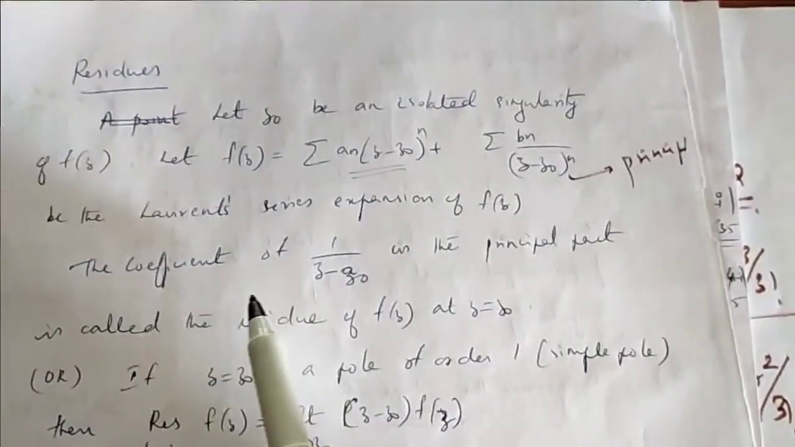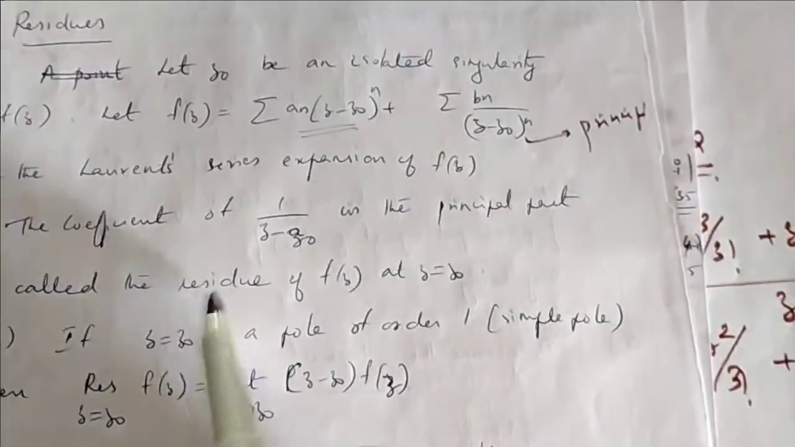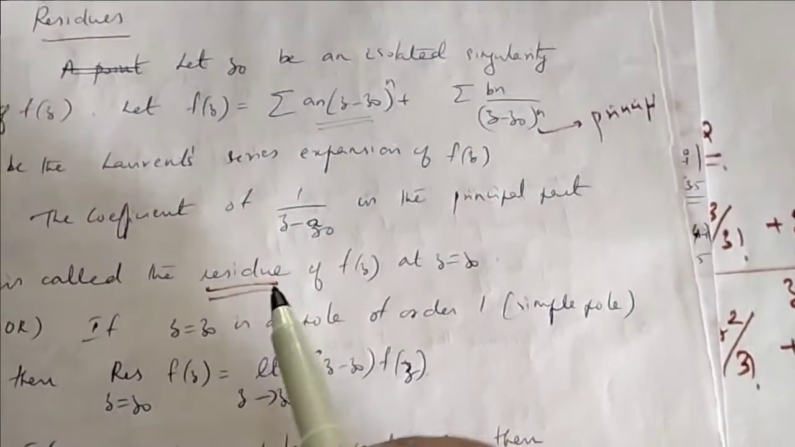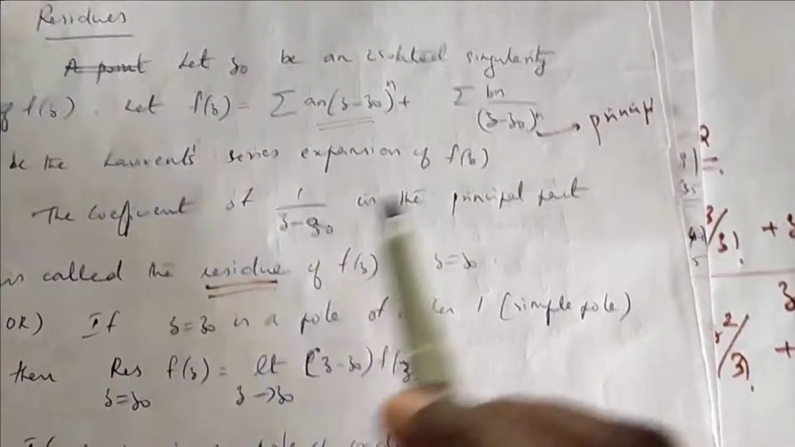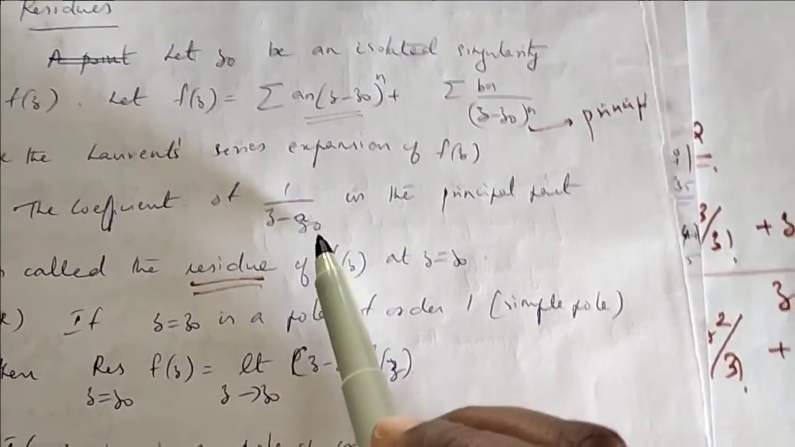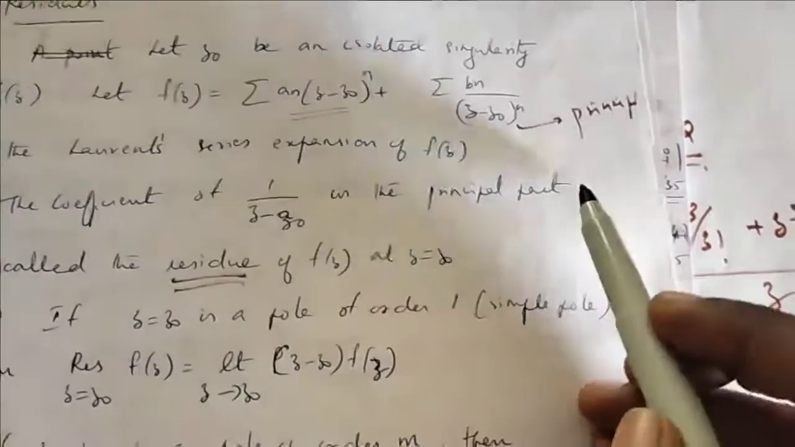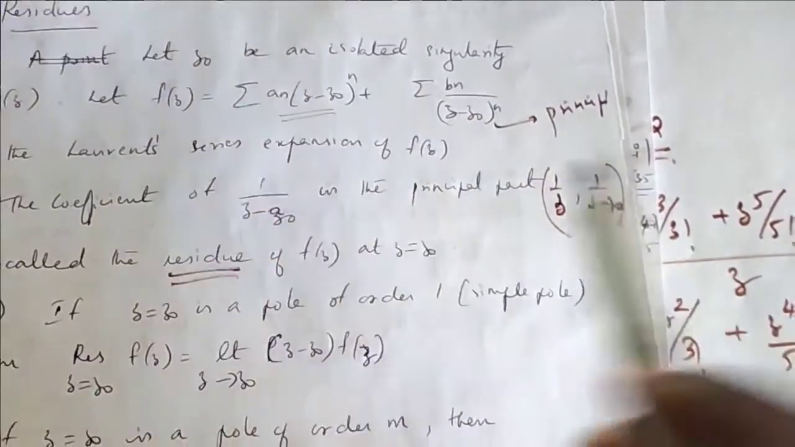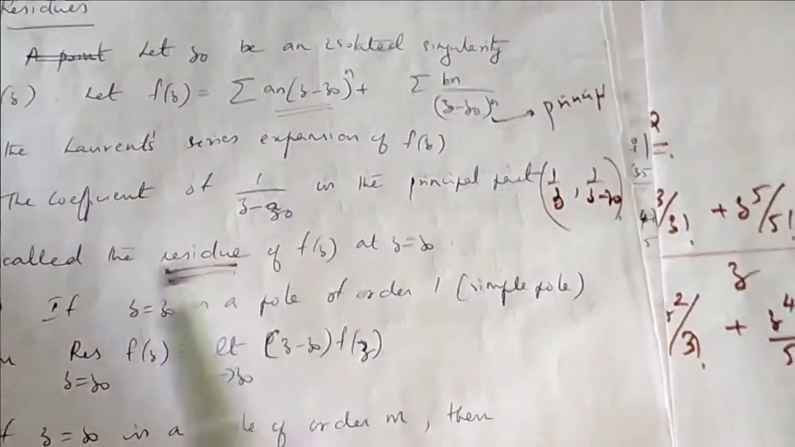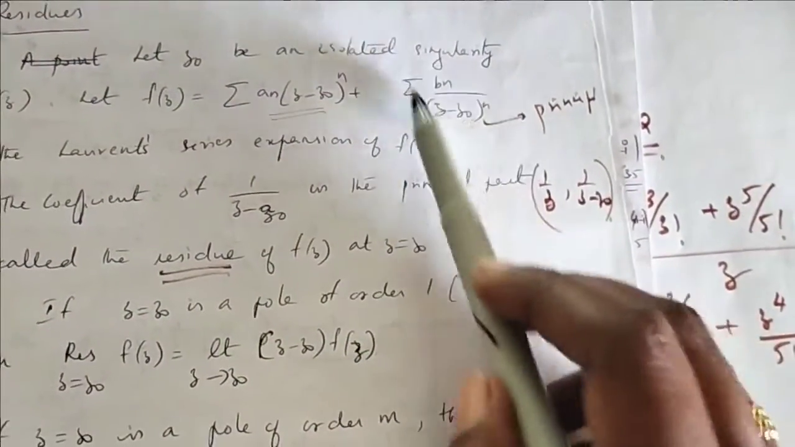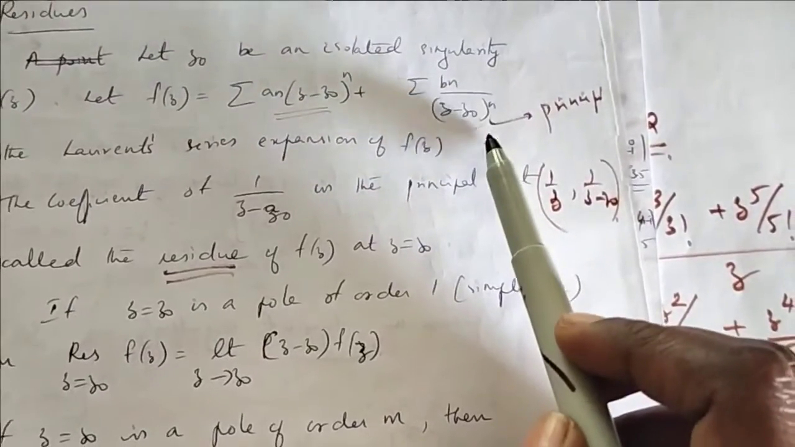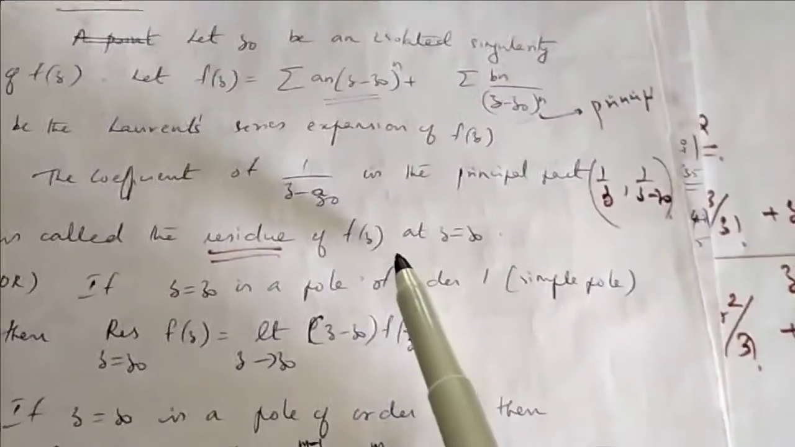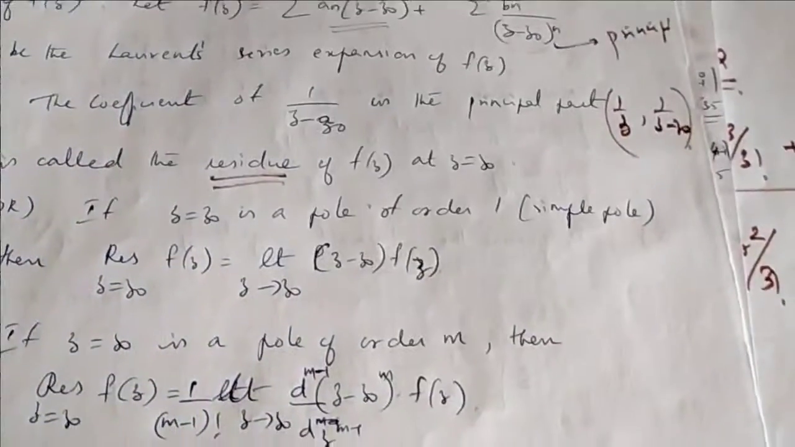Then what is the residue? So we are discussing the residue. It is the coefficient of 1 by (z minus z naught). In the principal part, the coefficient of 1 by (z minus z naught) is called the residue of f of z at z equal to z naught.